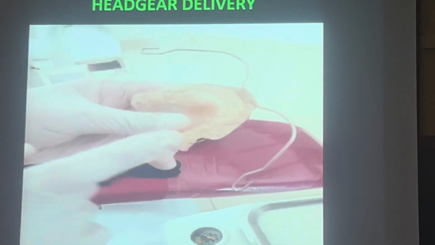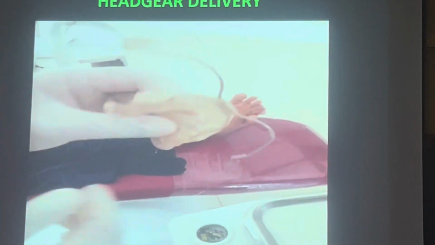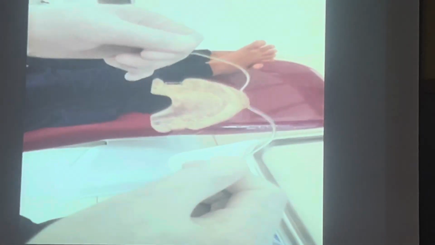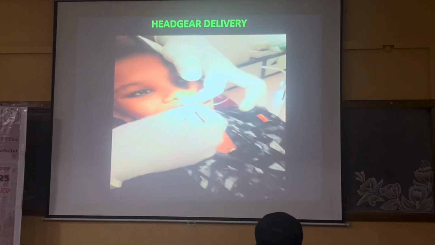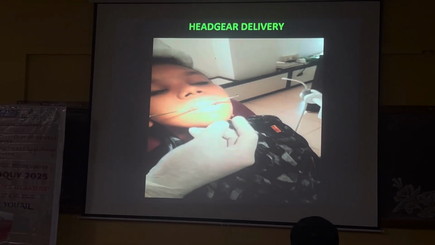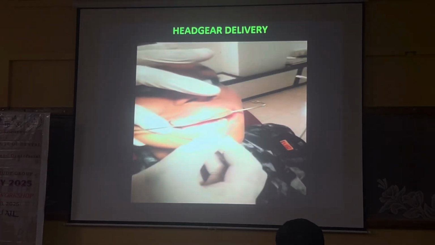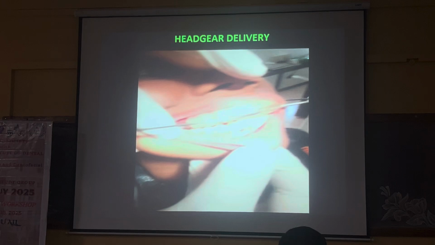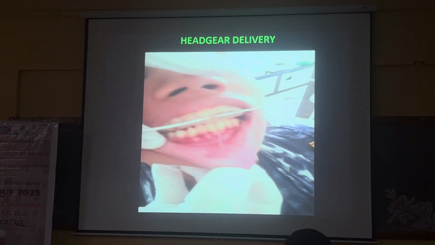You have the inner bow, the Adam's clamp and the outer bow. Presently it is a full coverage maxillary splint. The outer bow is not bent. When you deliver the splint, you must make sure that all the teeth are in contact with the splint. Here you can see that all the teeth are in equal contact with the splint.